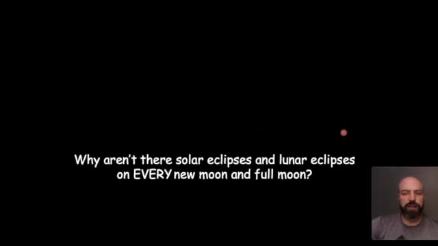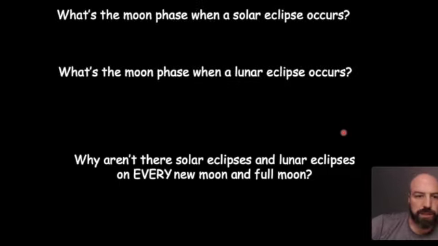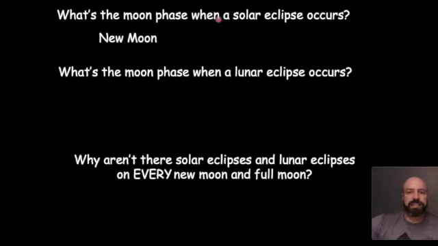So why don't we have solar and lunar eclipses every single time there's a new and a full moon? Well, what is the moon's phase when the solar eclipse occurs? Or when the lunar eclipse occurs? A solar eclipse can only happen during a new moon because the sun, the moon and the Earth are in a line with each other with the moon in between. So that can only happen during a new moon.